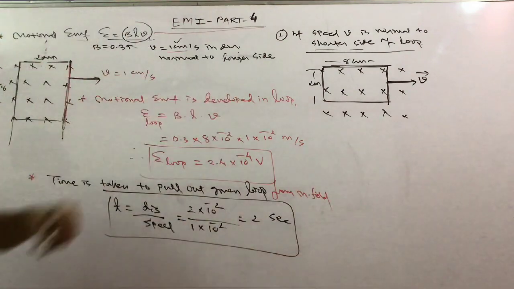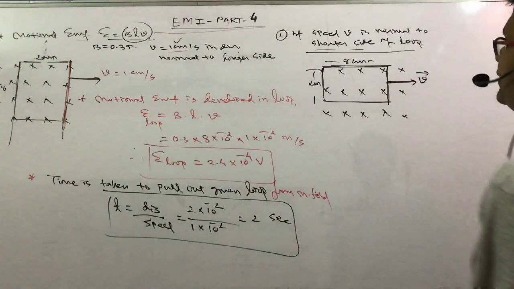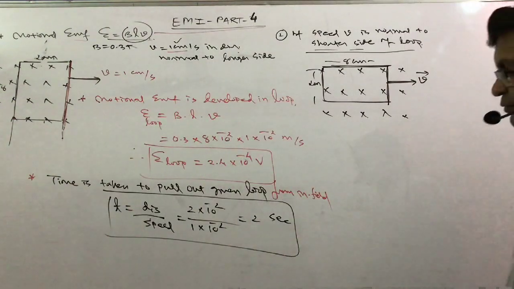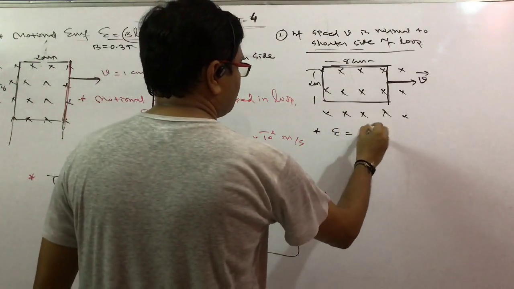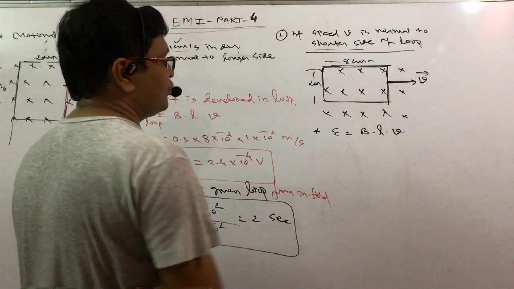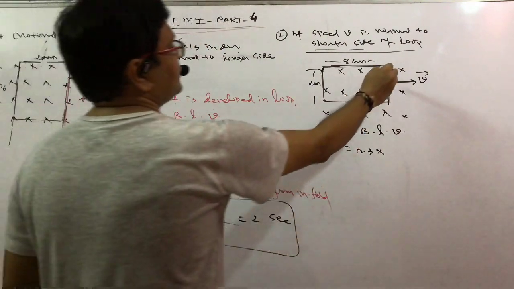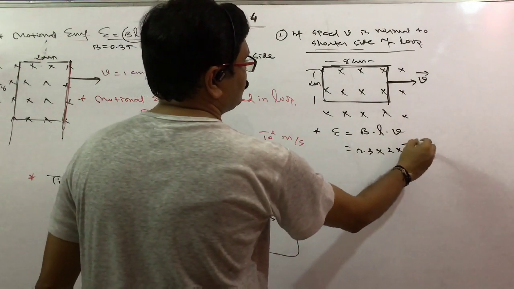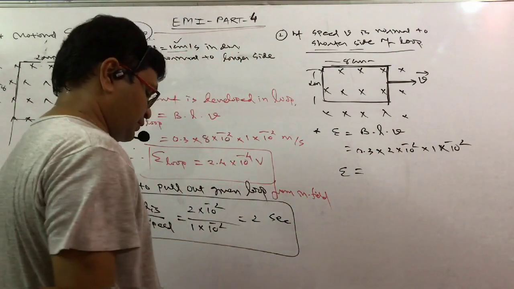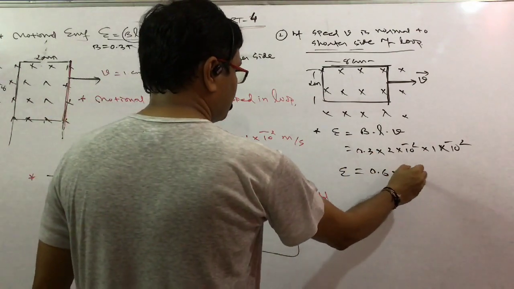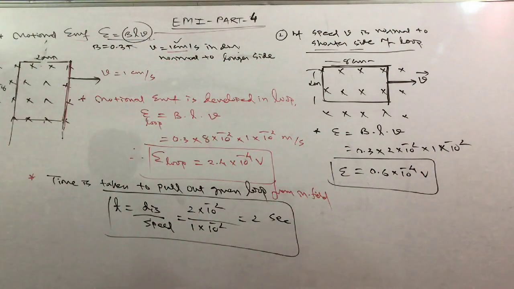Okay, so pause the video and try to solve it. Think about it. Very easy. The formula for induced EMF will be BLV again. So induced EMF epsilon is equal to BLV. B is already 0.3 Tesla, but now the length. What is the length of this side? 2 centimeters. So 2 into 10 raised to minus 2. Speed remains the same. Simplify. You can see 0.6 into 10 raised to minus 4 volt. This is your answer.